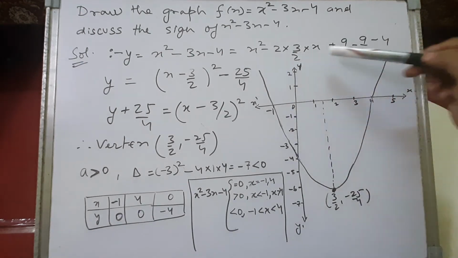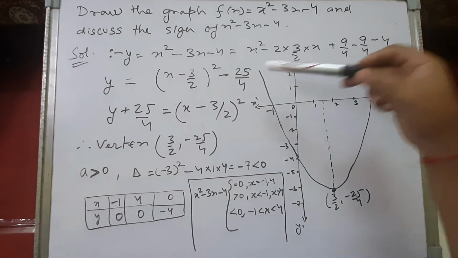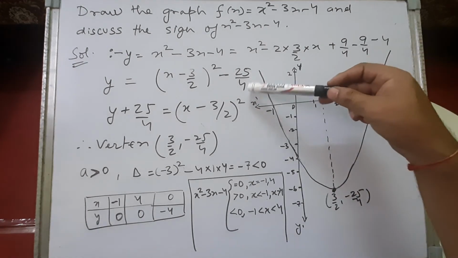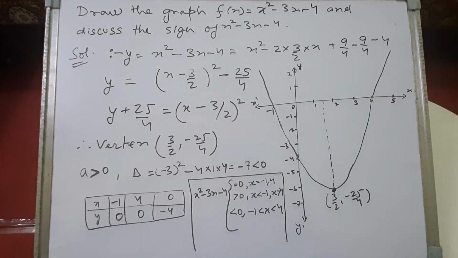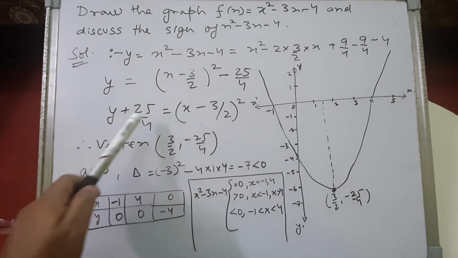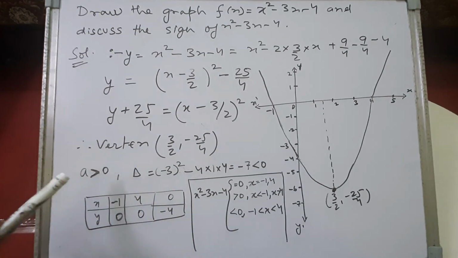Now these three terms, x² - 2 into 3/2 x + 9/4, will form a perfect square, (x - 3/2)². And -9/4 - 4 will be -25/4. When transferred to that side, y + 25/4 equals (x - 3/2)². So that means when we equate these values to 0, we'll get the vertex as (3/2, -25/4).